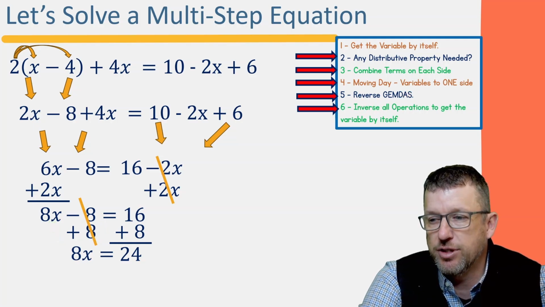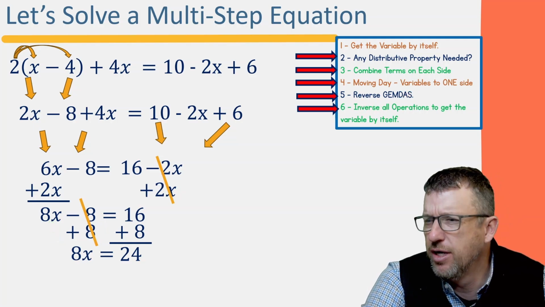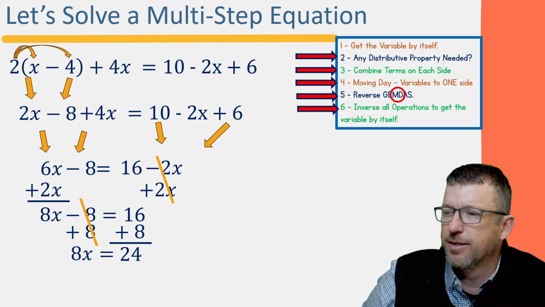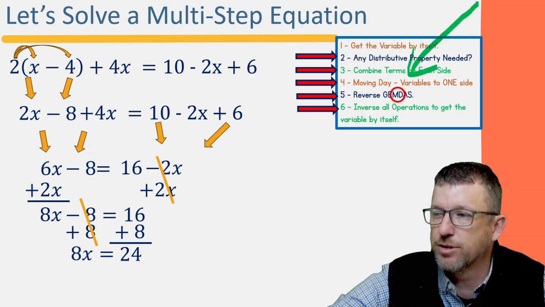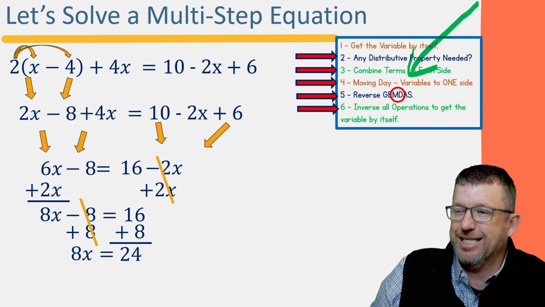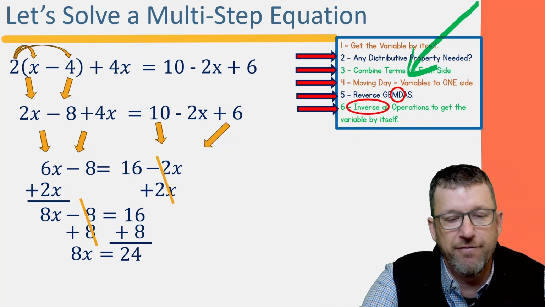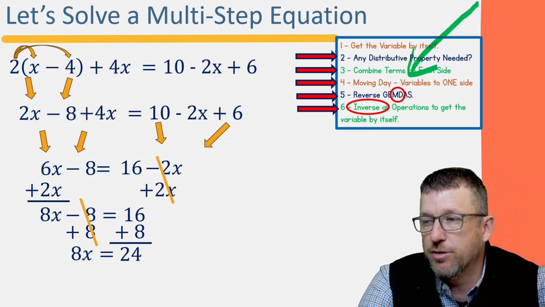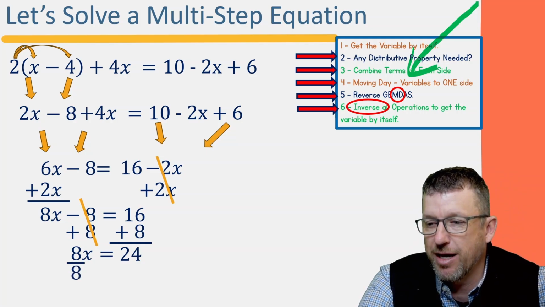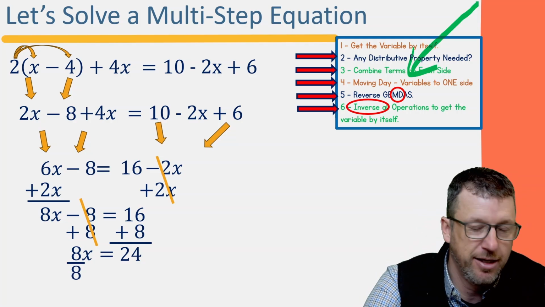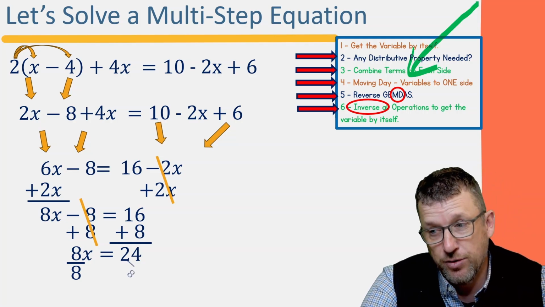All right, final step. Do you see any more addition subtraction? No. Do you see any multiplication and division? Look up here, we're going backwards. Yes, we do. We have 8 times x. So we're going to use the inverse of multiplication. We're going to do division, which means instead of multiplying by 8, we are going to divide by 8. And what we do to one side, we do to the other.